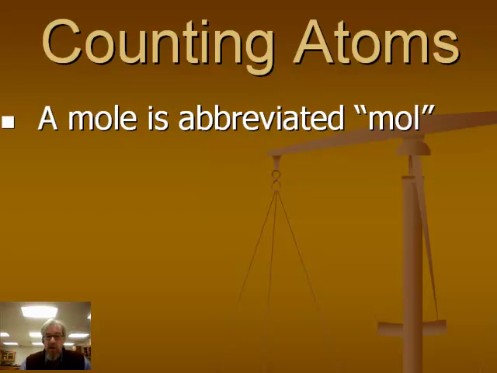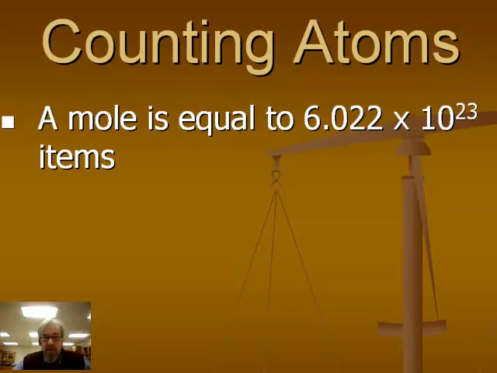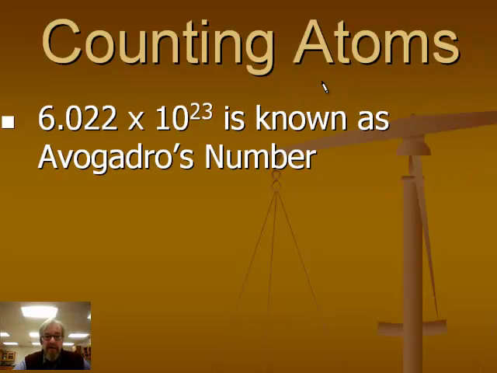Mole is abbreviated mol. It's not much of an abbreviation. A mole is approximately equal to 6.022 times 10 to the 23rd items. So it's a number that's way bigger than a dozen, but it's a number that's consistent. A mole of anything is 6.022 times 10 to the 23rd of that thing. That number has a name, too. It's called Avogadro's number. It's named after Amadeo Avogadro, who did a lot of early studies that pointed toward the direction of small particles like atoms.